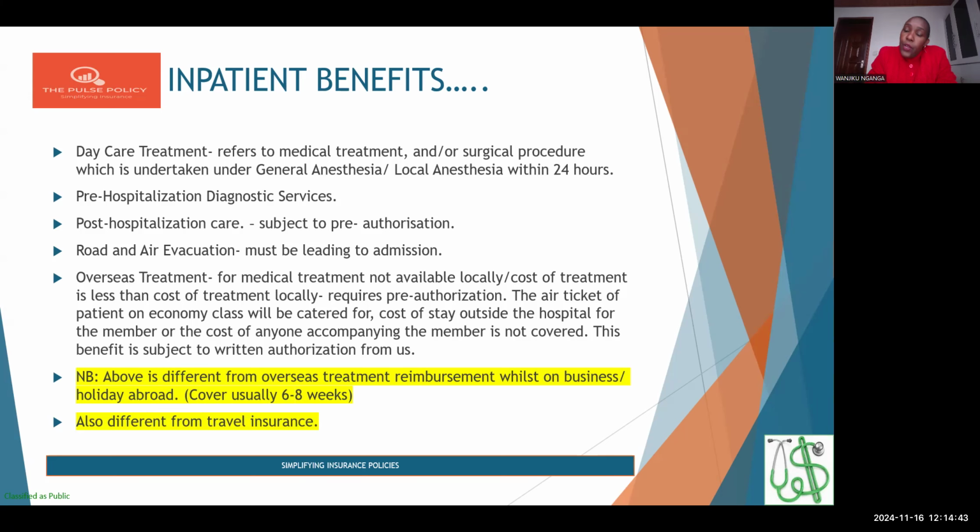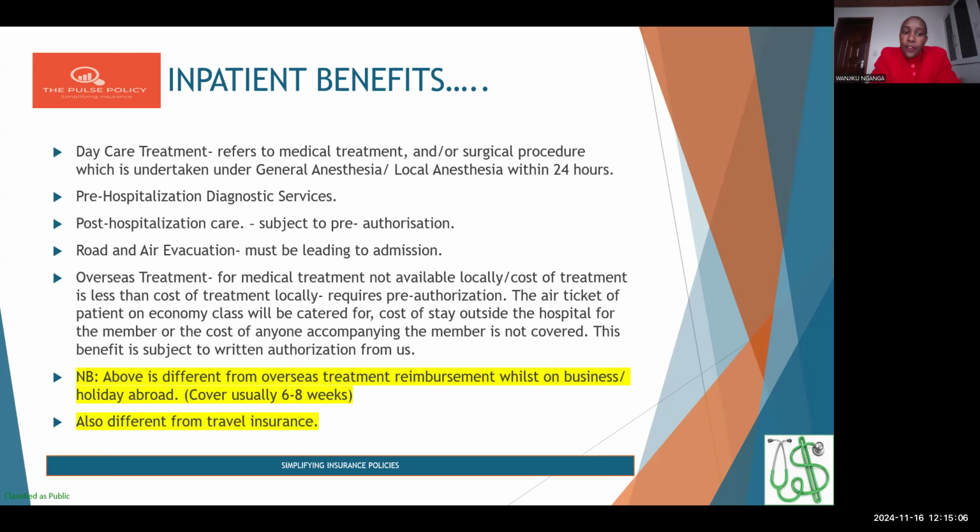However, when you get this service, it must be leading to an admission, and in most cases, it also falls under pre-authorization. So you have to seek pre-authorization from the insurance company before you can call an ambulance, or before you can call maybe a chopper or an aircraft to transport you from where you are to the hospital. So these are subject to pre-authorization.